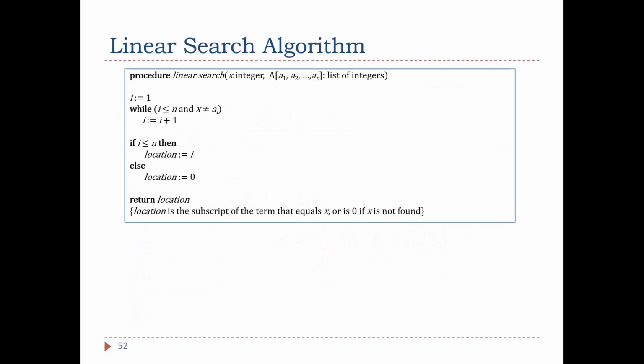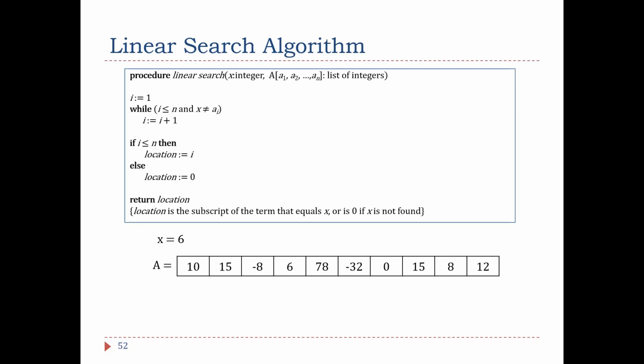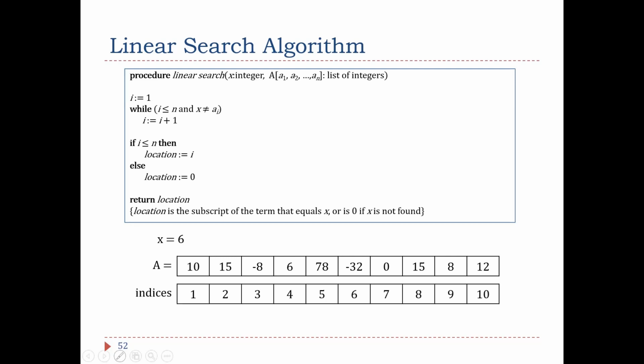Well, we will also have a runtime example. So x is equal to 6; I'm looking for 6 in this array. Suppose the indices are as here on paper, starting at 1. So A1 would be equal to 10, A2 would be equal to 15, and so on and so forth. And this is 10, okay, so n is equal to 10.